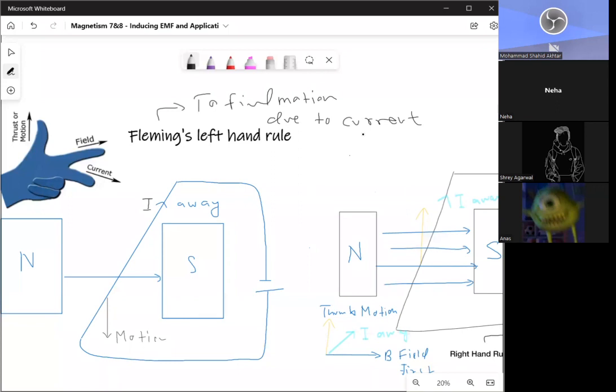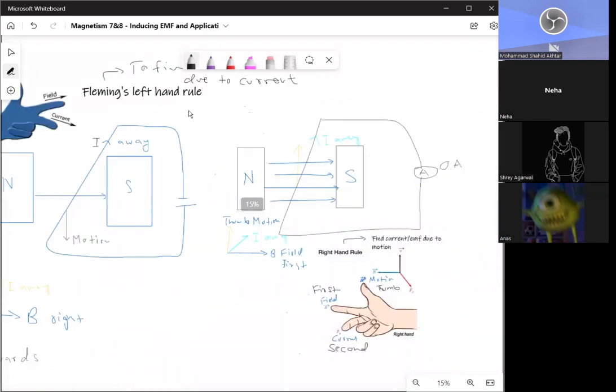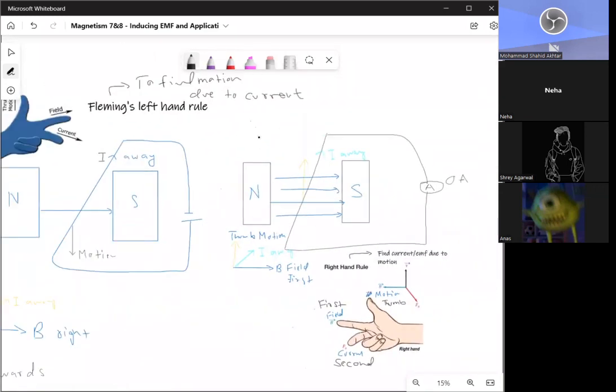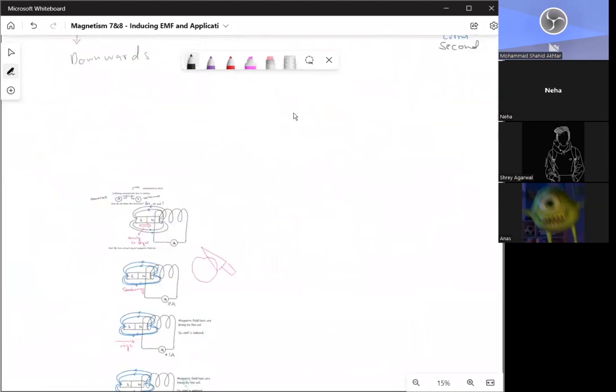Anas, have you written this? Yes. Neha? Yes, done, sir. Now, this is fundamental, right? If you don't remember this, then everything in magnetism goes away. This is fundamental. If that's done, let's move on.